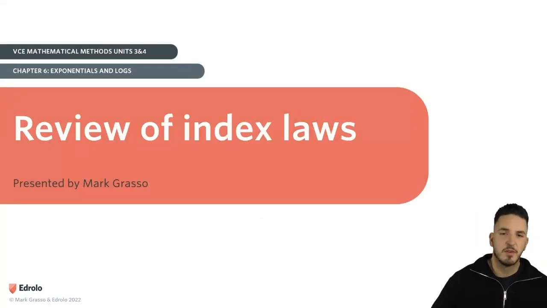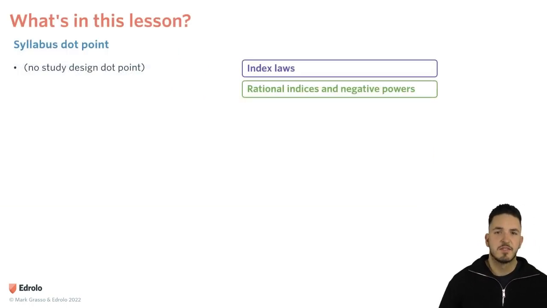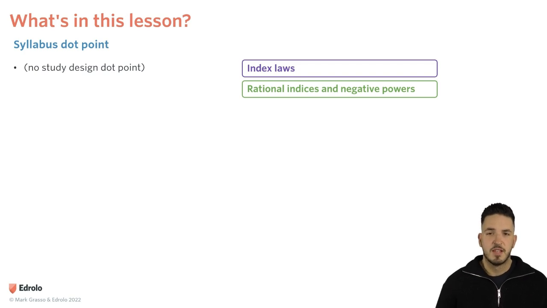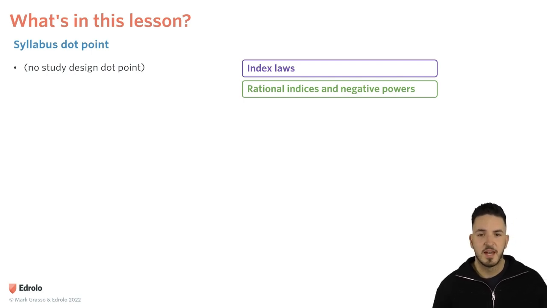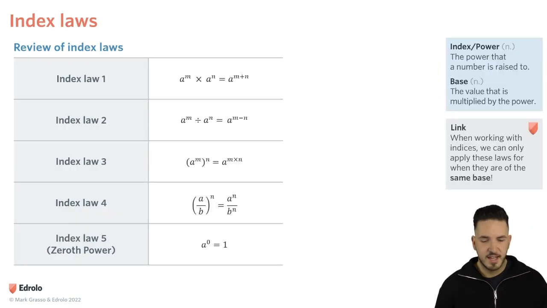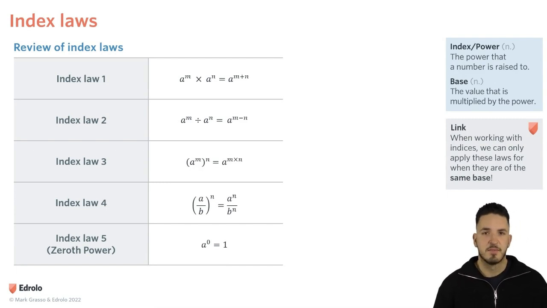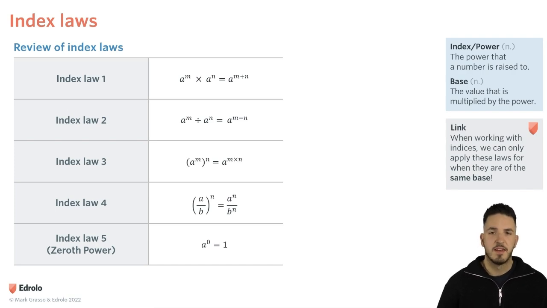In this lesson, we'll be looking at a review of index laws. These index laws will be something that you may have remembered from junior year's mathematics, but also Units 1 and 2. So in this particular lesson, we're going to be looking at a review of these laws, as well as rational indices and negative powers. Looking at our index laws, there are 5, with the 5th one being the 0th power. Sometimes you'll see 1 to 4 and then the 0th power.